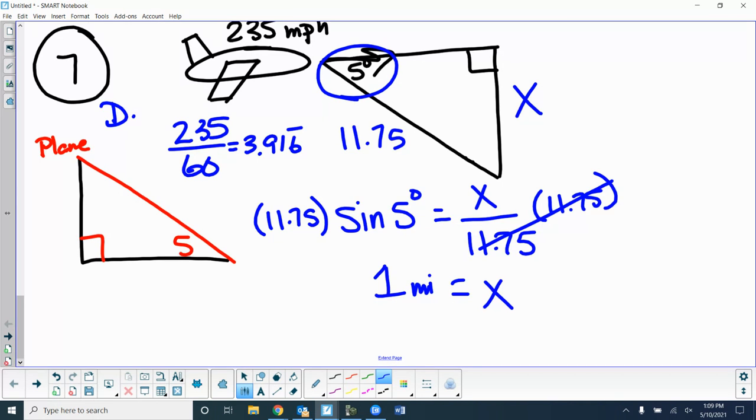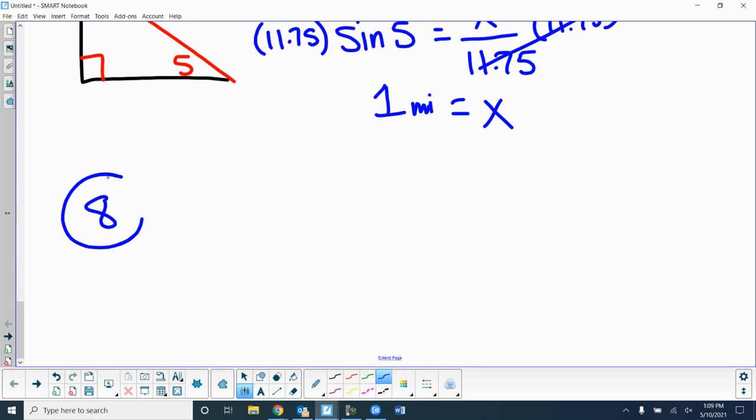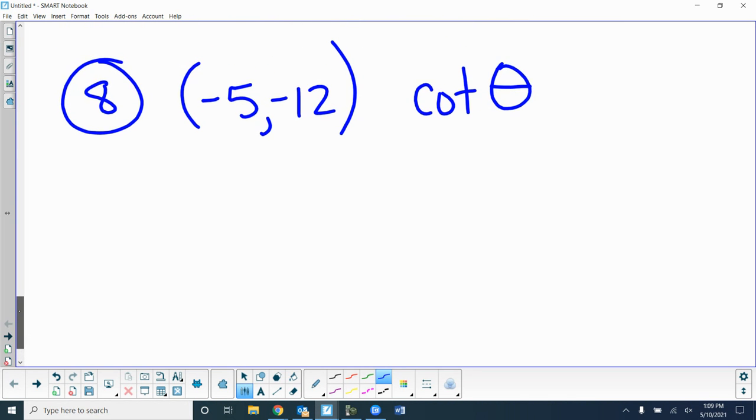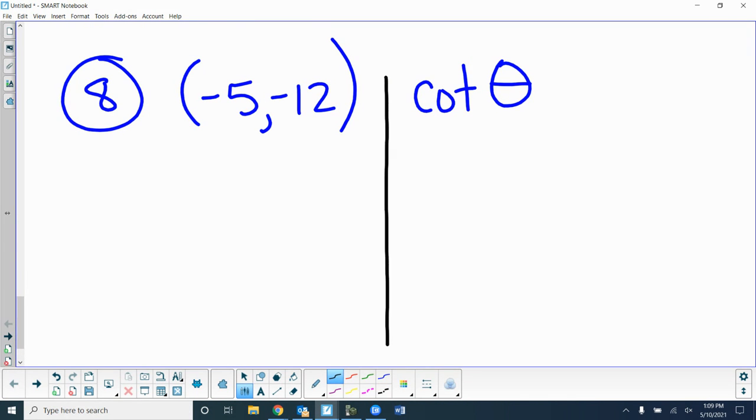All right, last one for today. I'm giving you a point, and you have to find the cotangent of theta. All right, so, Ashton. Where would I plot that point? First, second, third, or fourth quadrant? Third, very good. So it's down here somewhere at -5, -12. So from that point, we construct or draw a right triangle.